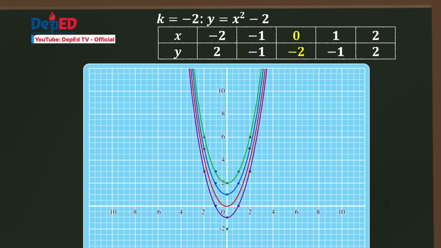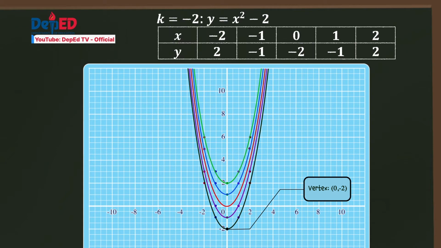Also included on the parabola are the following points: (-2, 2), (-1, -1), (1, -1), and (2, 2). We conclude that the parabola is the same parabola representing the parent function, but it's just shifted 2 units downward, and the vertex becomes (0, -2).